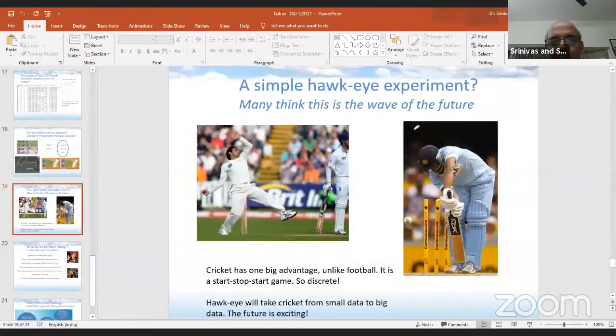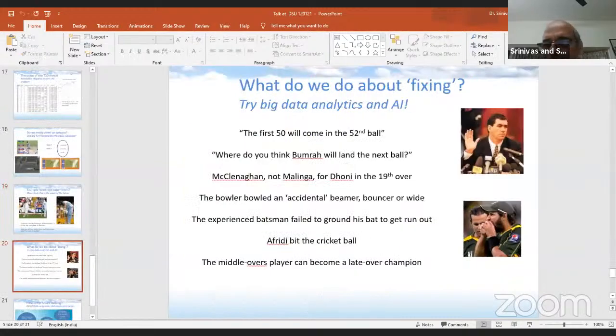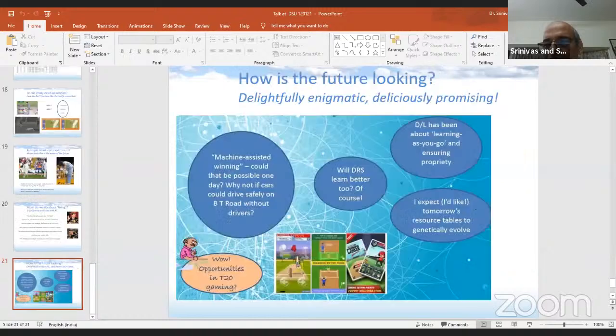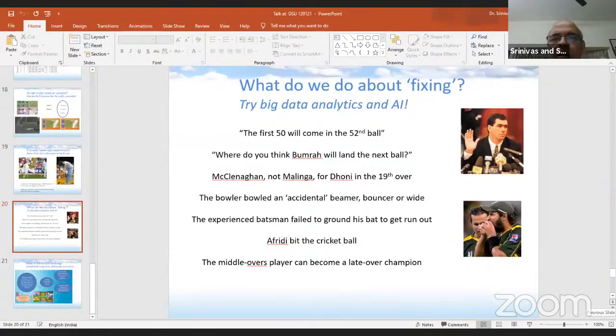Okay, so I'll skip this last one, or maybe there's another one. You have to talk a little bit about, so do you think there is match fixing? I'll end with that. Well, there isn't match fixing anymore, because people have realized you're caught too easily with match fixing.